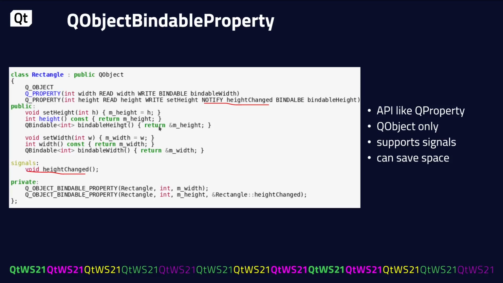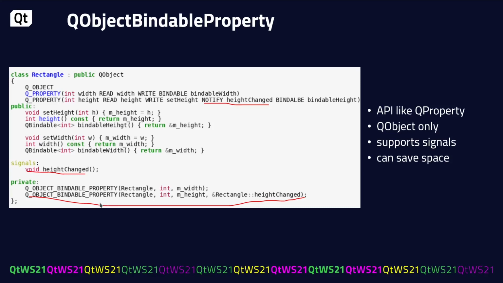Well, that works by passing it to the property down here, and we are passing it to a macro called QObjectBindableProperty. You might wonder why it is a macro and not a class, and the reason is that behind the scenes we need one helper function, and that one is created by this macro.